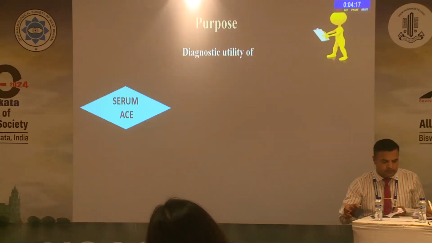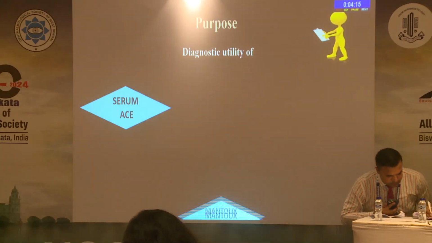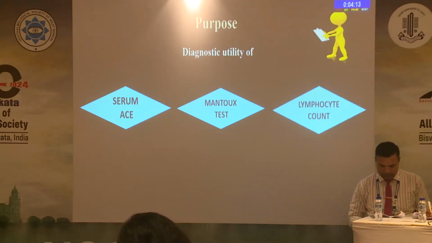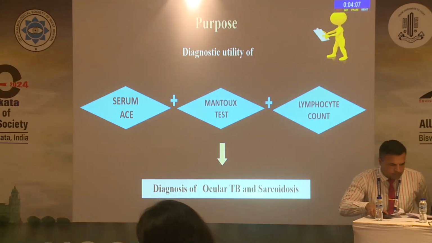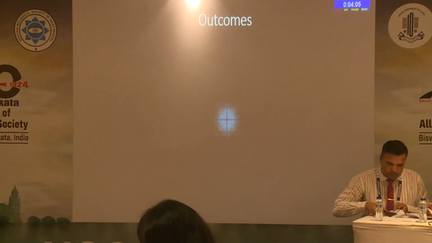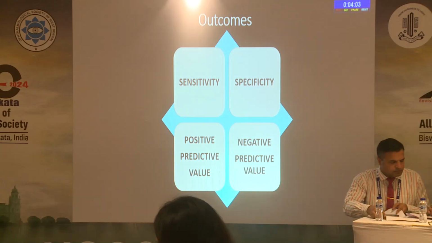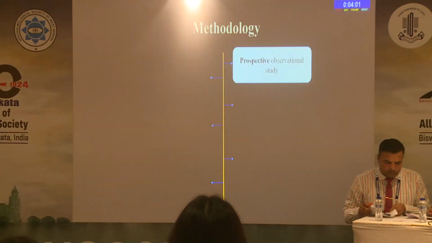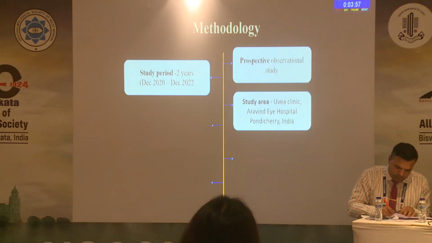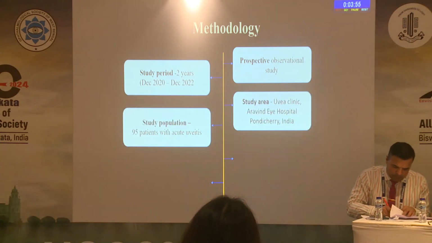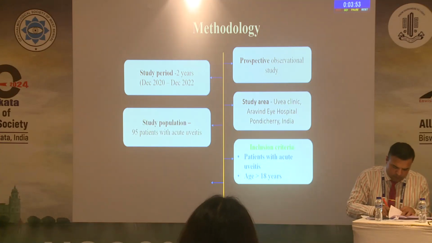The purpose was to evaluate the diagnostic utility of serum ACE, MAN2 test, and lymphocyte count, both in isolation and in combination, in the diagnosis of ocular TB and sarcoidosis. The outcomes were sensitivity, specificity, positive and negative predictive value. This was a prospective observational study done for 2 years at Aravind Hospital, Pondicherry, in 95 patients with acute uveitis of age more than 18 years.